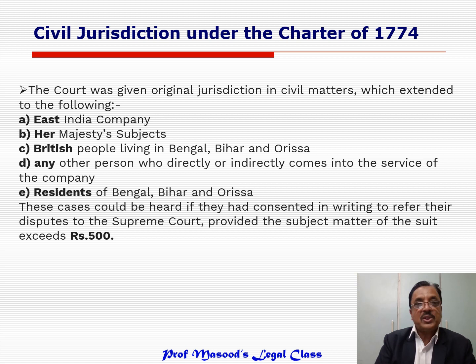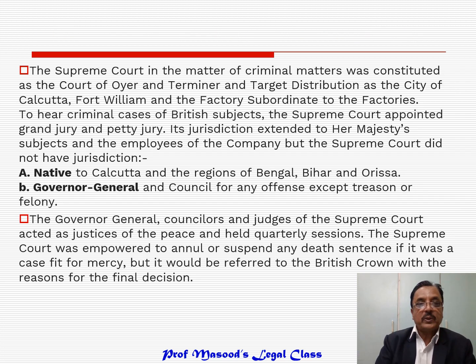So this is the coverage, and what type of cases are covered. It is the civil jurisdiction, covering the East India Company, Her Majesty's subjects, British people living in Bengal, Bihar, and Orissa, and residents of Bengal, Bihar, and Orissa, where the value is more than 5,000 rupees. That time, because it's more than 200 years ago, that was a big amount.